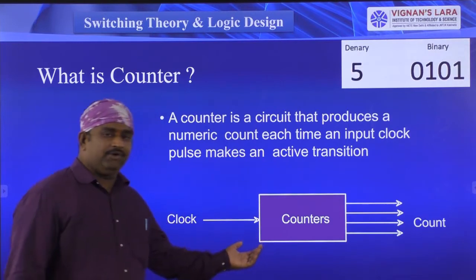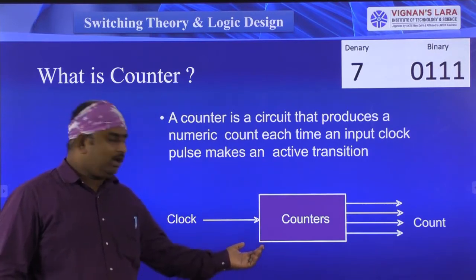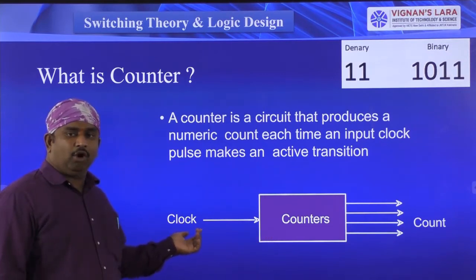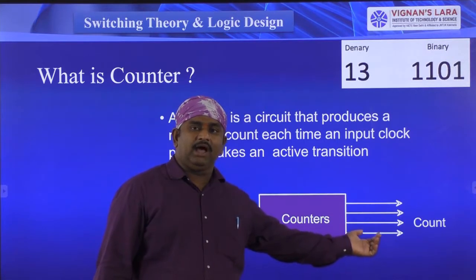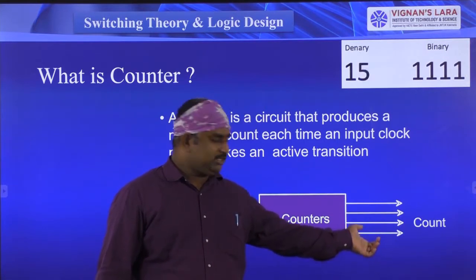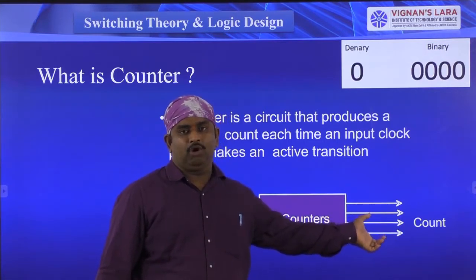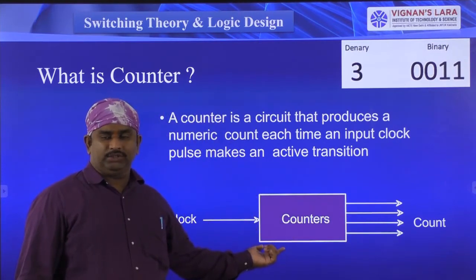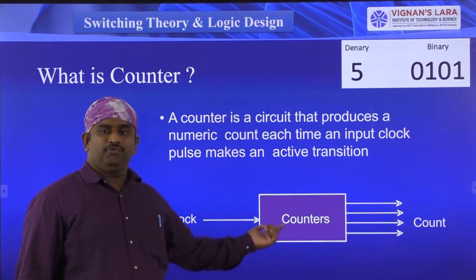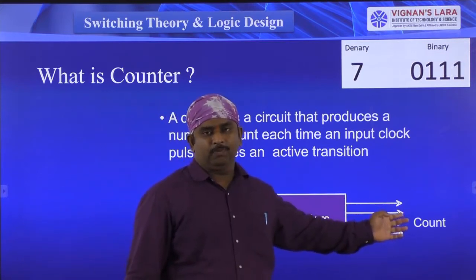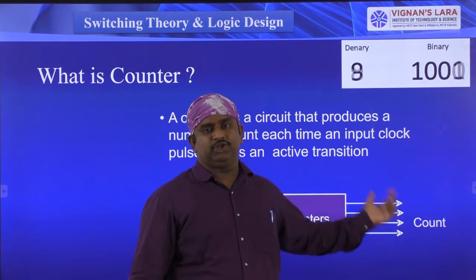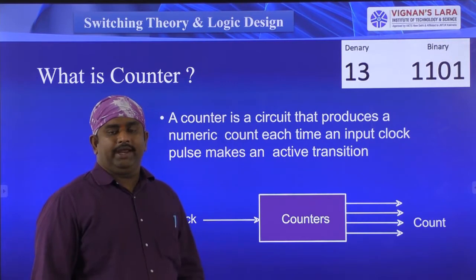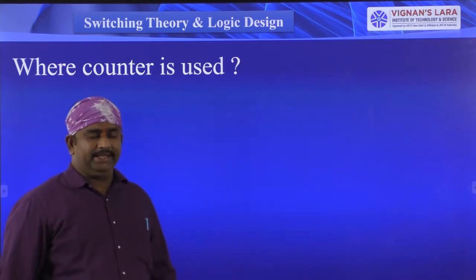For example, here I have taken a 4-bit counter. Here I am giving the input as a clock signal and I am taking the binary output combinations. Here I have 4 binary output combinations, so for that reason I can call this type of counter a 4-bit counter. Maybe I have 4 outputs or 10 outputs or 20 outputs, that is based on our requirement. Here I have used a 4-bit counter. Let us come to the next issue.